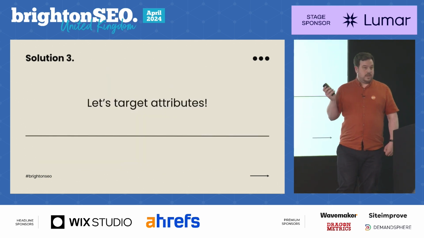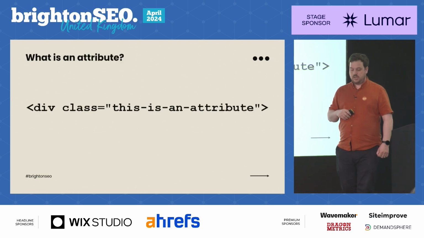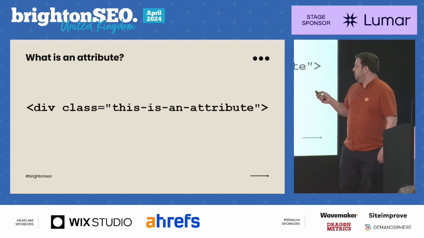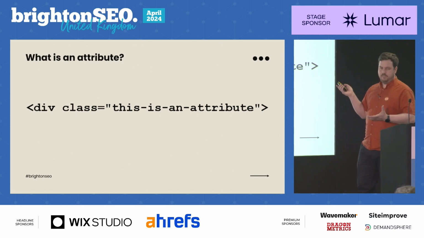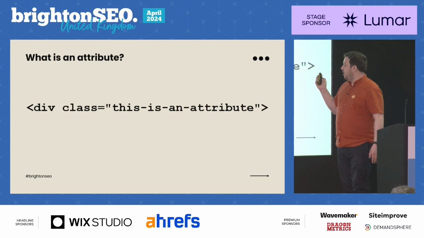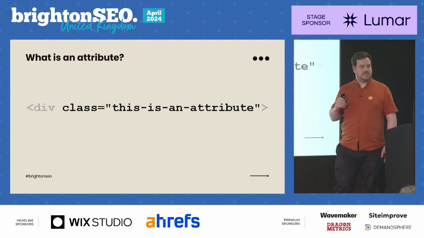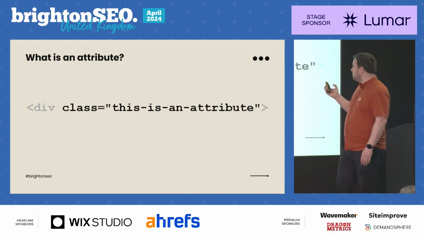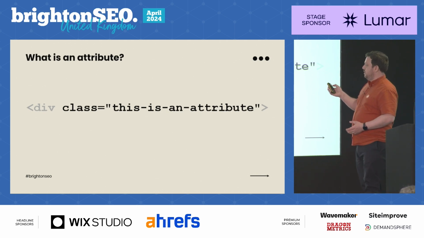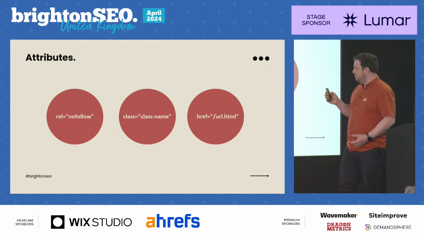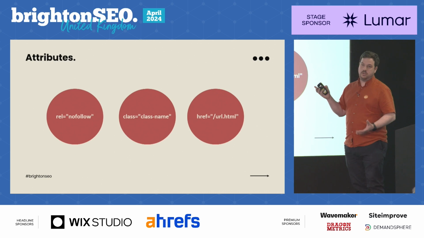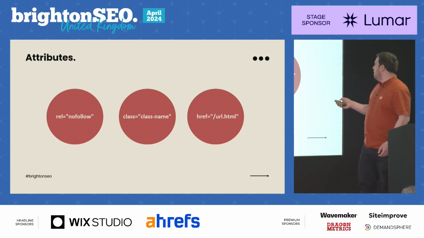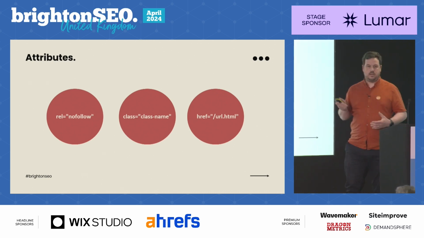Solution 3 is my solution, and that is to target the attributes. Now, here is a simple HTML tag. It'll look familiar to most of you. And the attribute is the little bit that goes inside of the HTML tag, as my highly technical definition. So in this example, the attribute is the class. Here are some more examples of attributes. You've probably heard of the rel attribute for nofollow links, and there's the href attribute that you get in links as well.